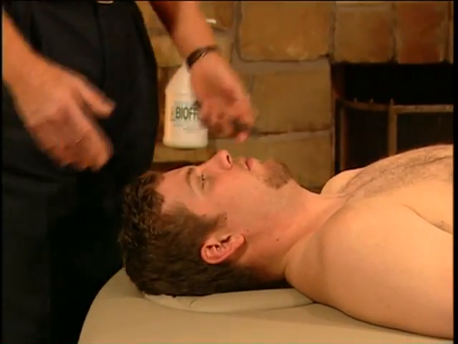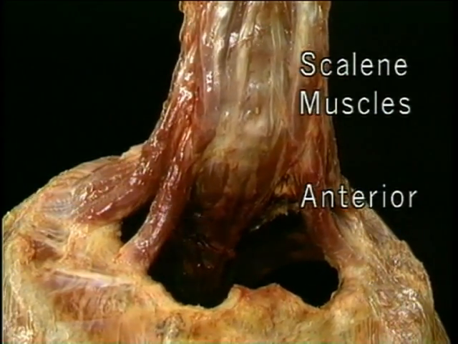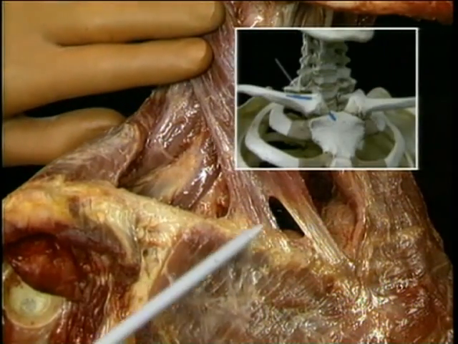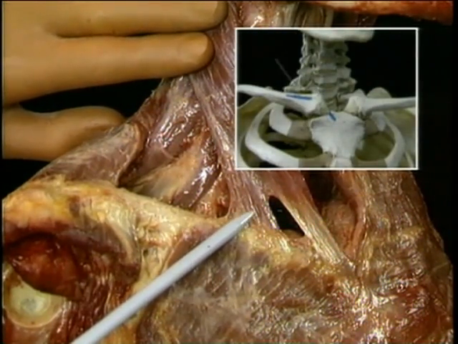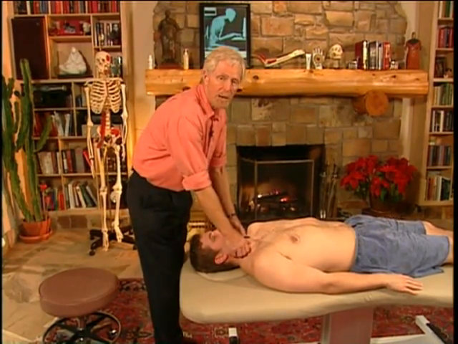Okay, so notice that, because that tells you what? That your anterior scalenes and your sternocleidomastoid still need some more work. You know, these anterior muscles, we don't like to work on them because they're very, very tender, but they need a lot of work.